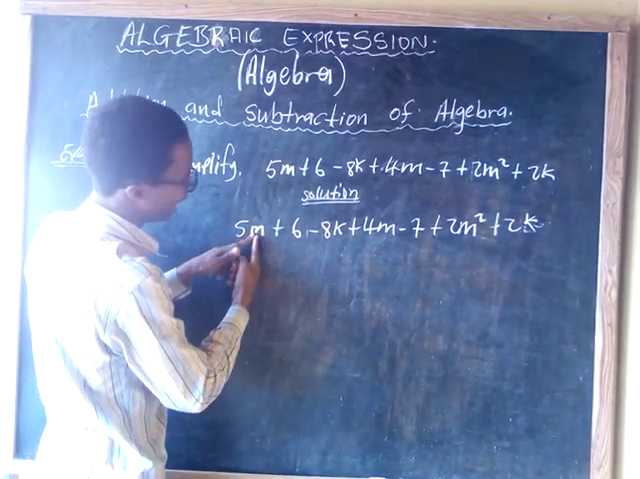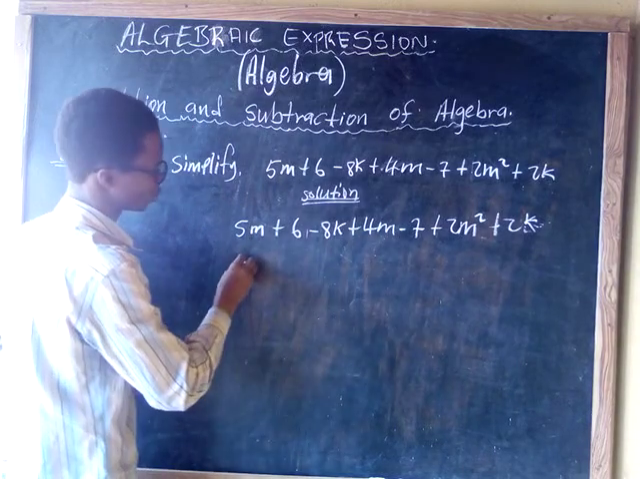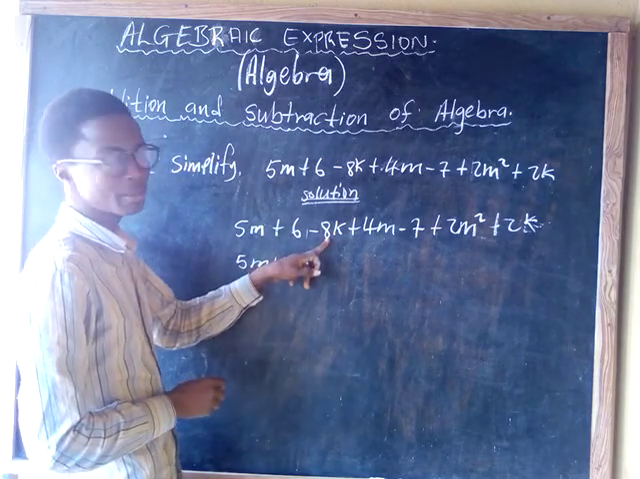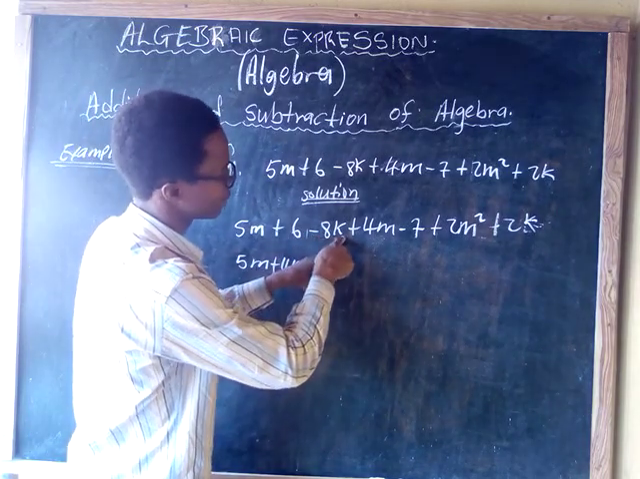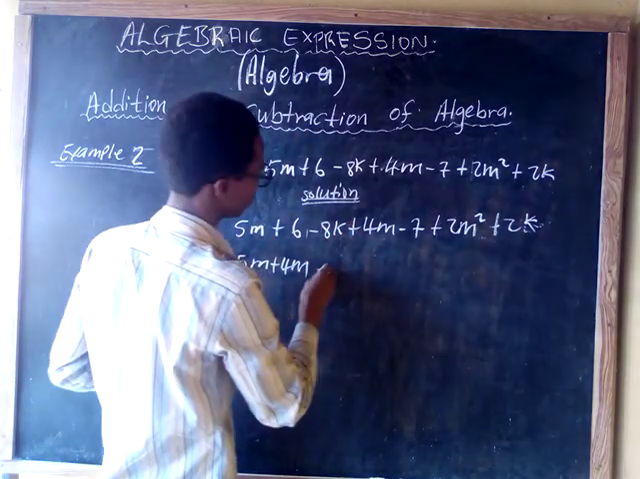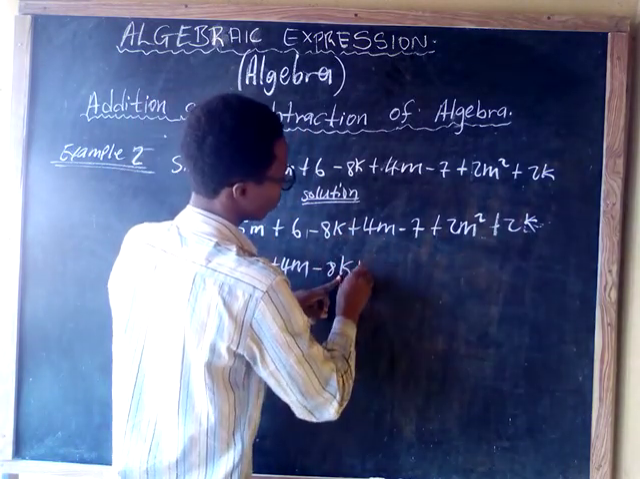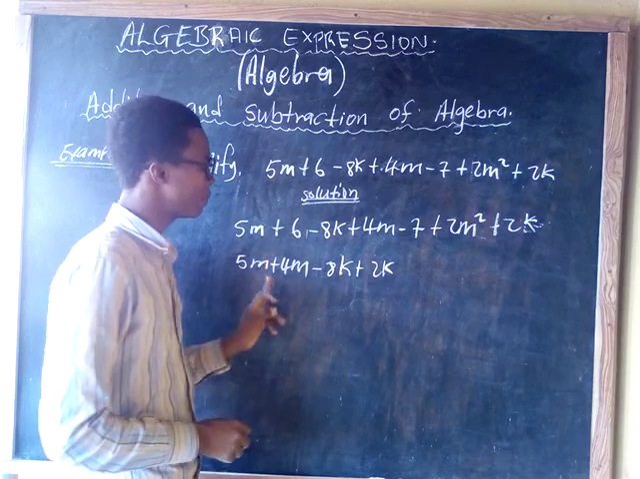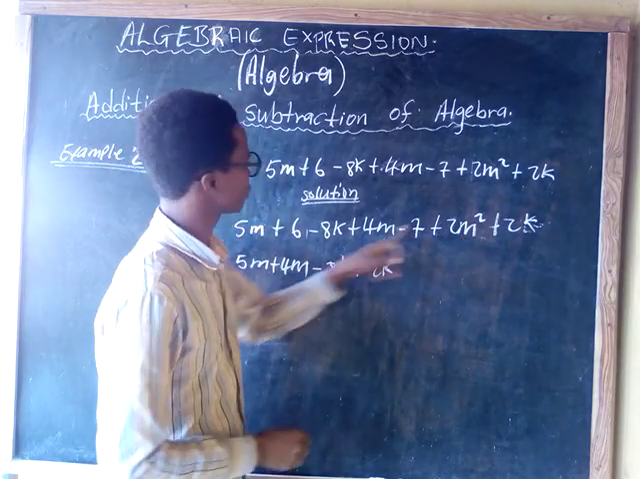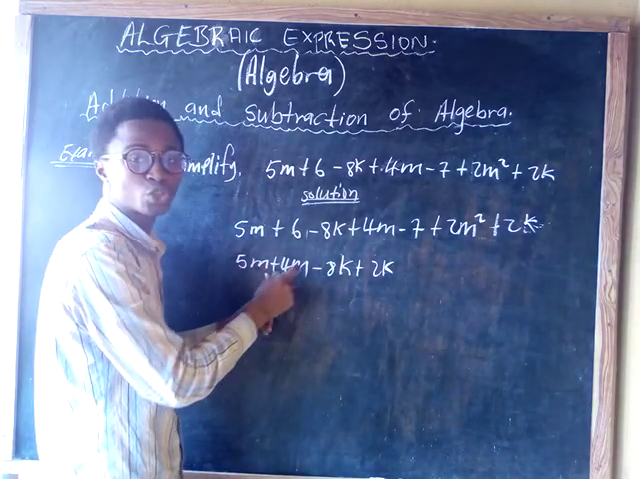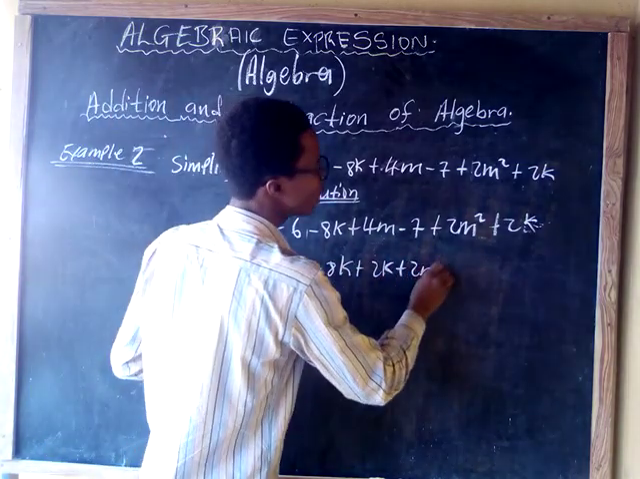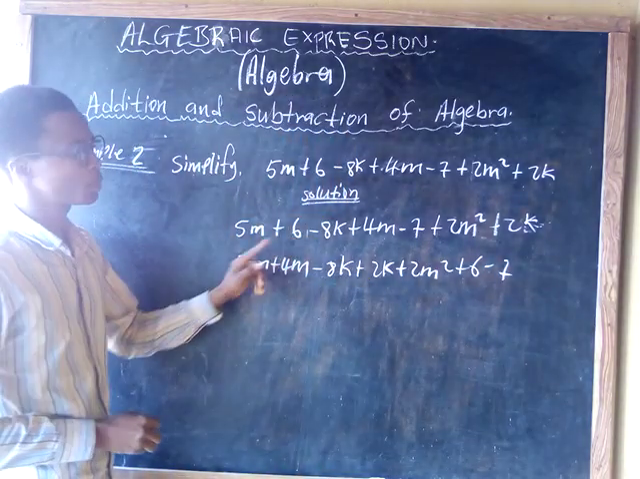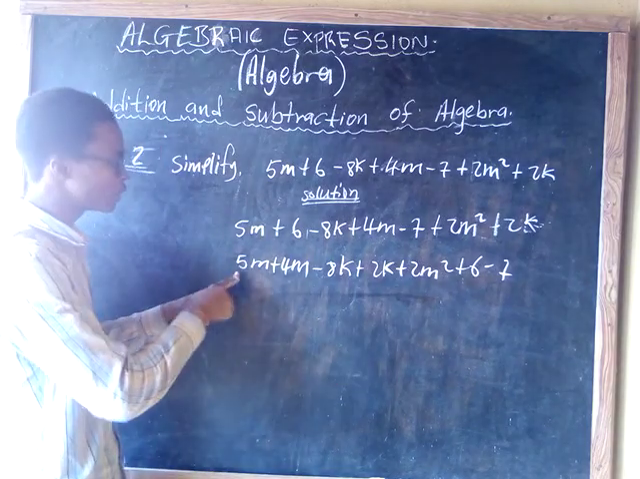Now we go. We take letter m power 1, letter m power 1, so we bring them together: 5m plus 4m. We come again, same letter again: minus 8k, power 1, and 2k, power 1. So 8k plus 2k. Good. Now we have collected all the m and all the k. This is m, but this is m power 2, so they are not like terms. So you should not include them. So plus 2m square, plus 6 minus 7. So these are all. Now we have arranged them in like terms. So now you add the like terms.